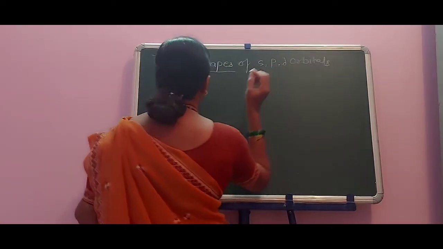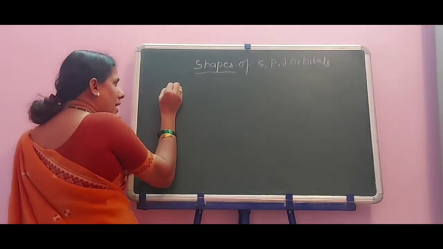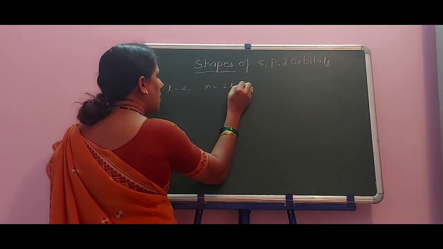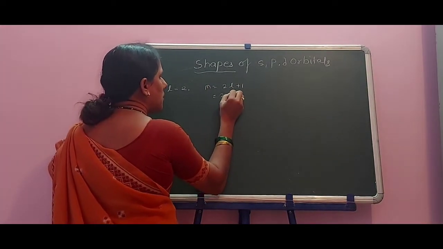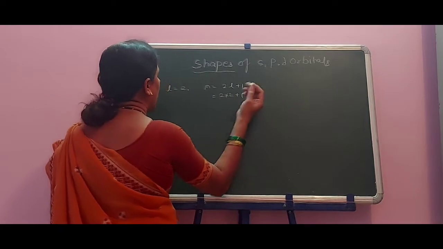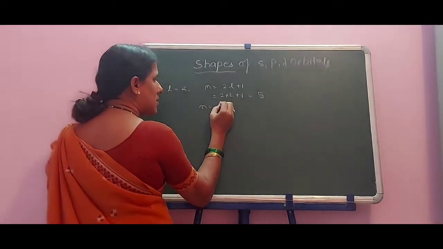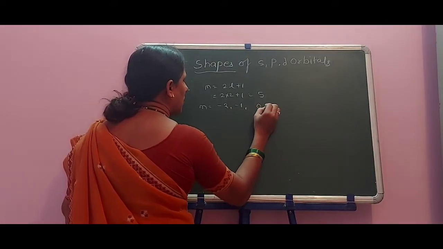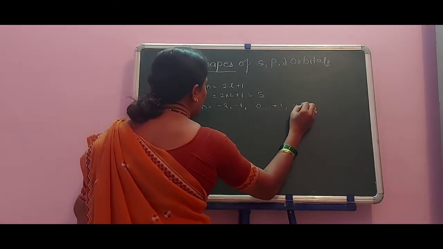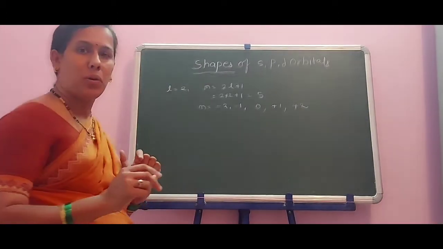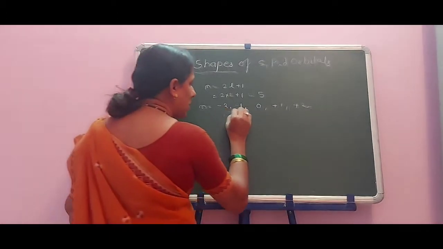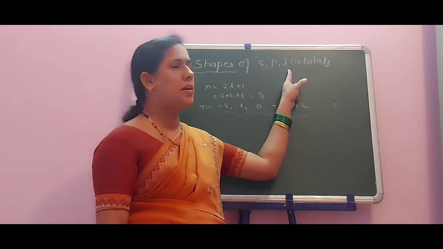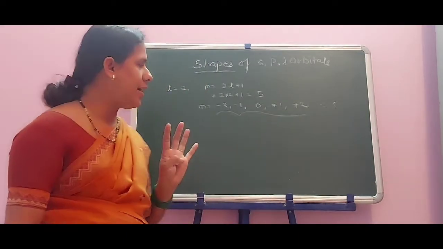D orbitals. As L is equal to 2, M is equal to 2L plus 1. What is the value? 2 into 2 plus 1, that is equal to 5. The values of M are minus 2, minus 1, 0, then plus 1 and plus 2. Now, as there are 5 values of M, therefore there are 5 d orbitals.